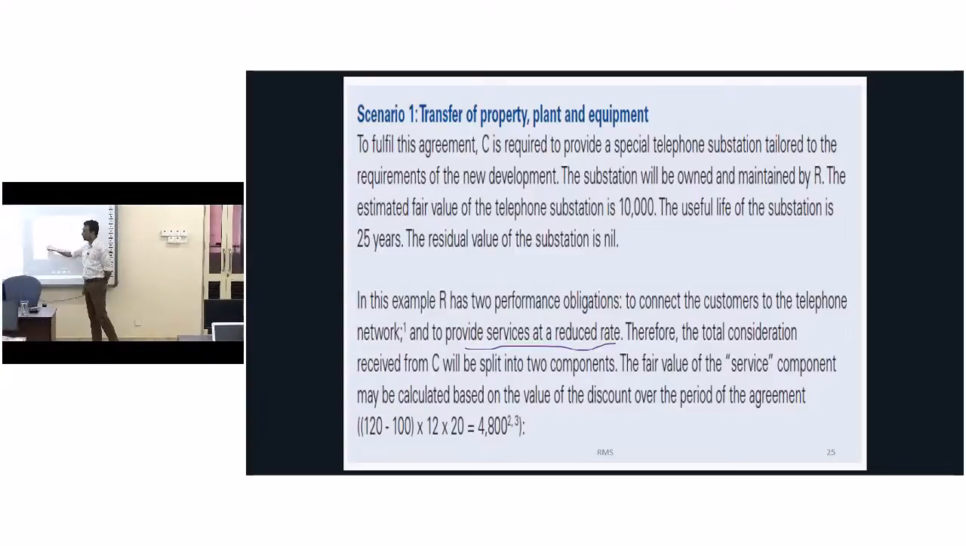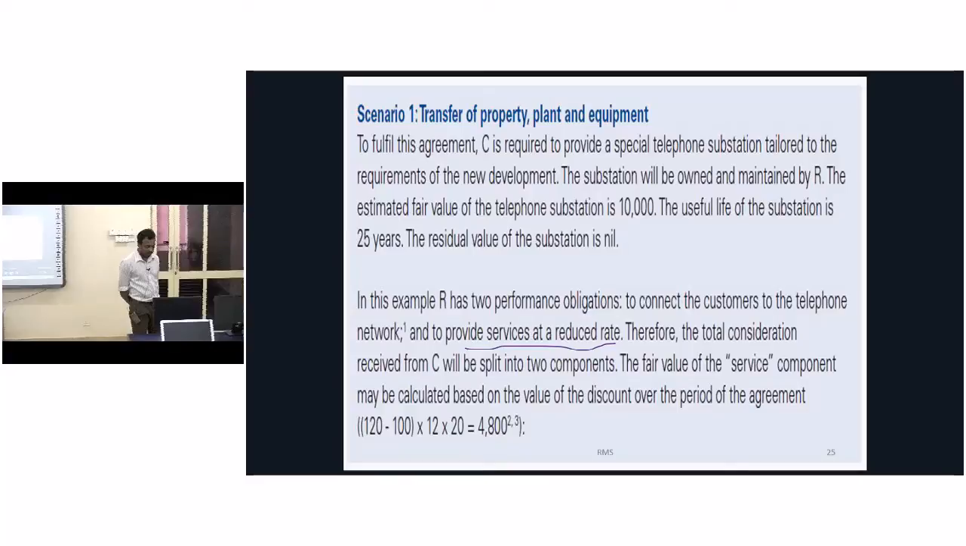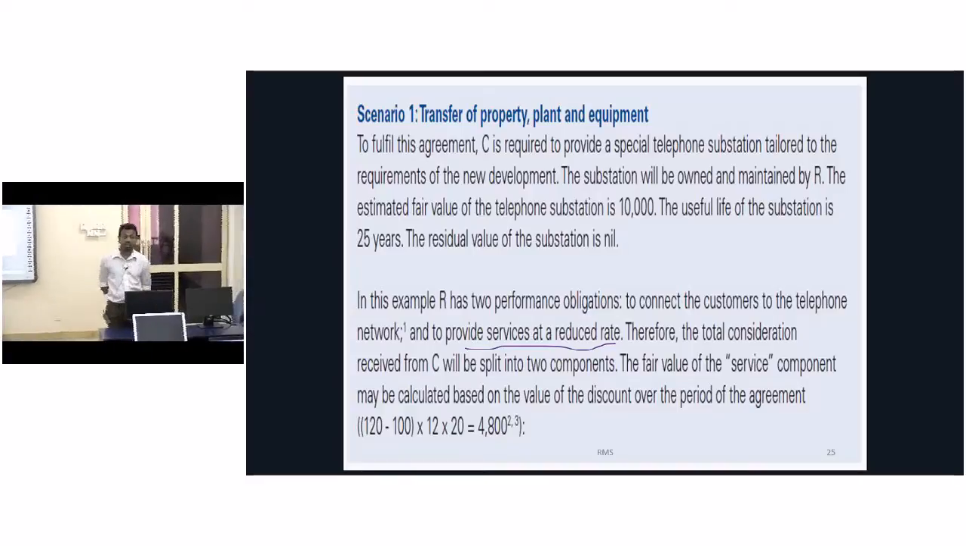In this example, R has to perform obligations to connect the customer to the telephone network and provide service at a reduced rate. R has two jobs to do. Whether telephone or electricity, it doesn't matter. One is that we must provide electricity or telephone continuously; that is an obligation, a liability in that sense. On the other hand, there will be a discount given. So then we have to recognize these two separately.